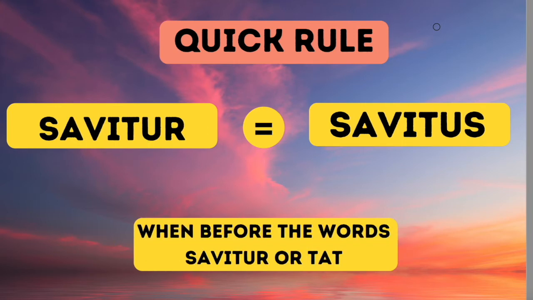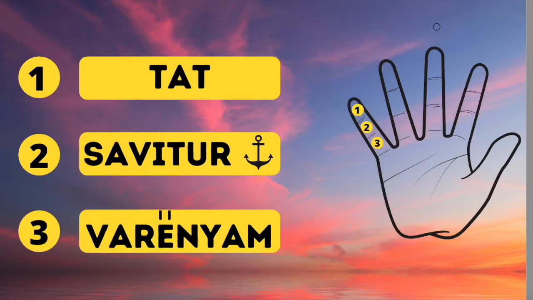Also, when Savitur is before another Savitur, it becomes Savitus. Like a chameleon, it's going to change from Savitur to Savitus when it's before another Savitur, or when it's before the word Tat. So these quick rules would differ chant to chant, but as we go along, it will become easier and easier. So let us apply the first three words, Tat Savitur Varenyam, into the sequence.